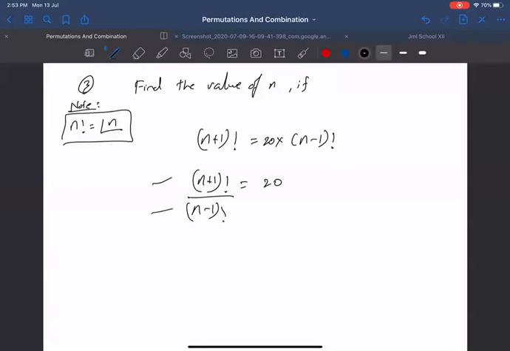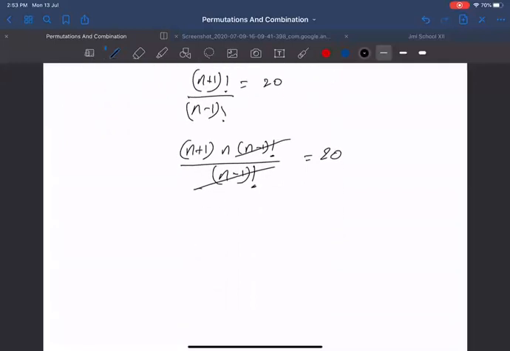भाई ये दोनों में बड़ा कौन सा है? कोई बोलेगा मेरे को? n plus 1. सो अभी आपको बड़ा वाले को क्या करना है? n plus 1, बाद में नेक्स्ट नंबर क्या आएगा? n, उसके बाद नेक्स्ट नंबर क्या आएगा? n minus 1 factorial तक लेके जाने का. 20. Do you understand me that?